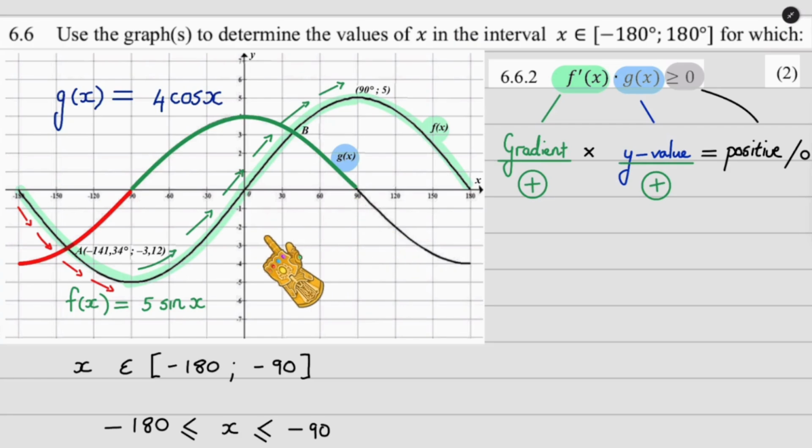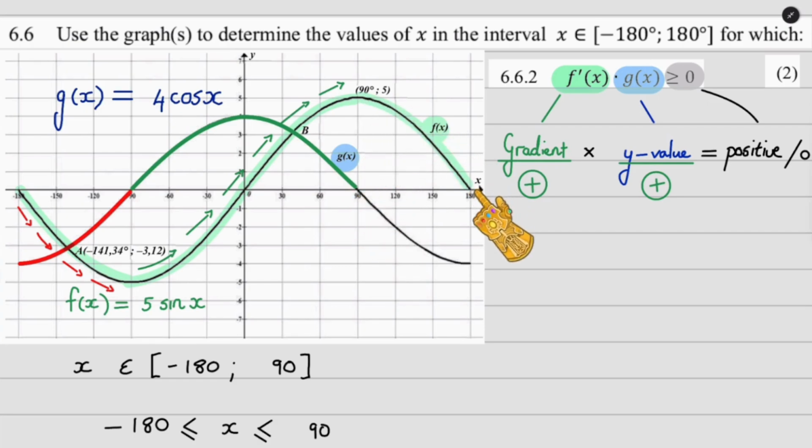So it carries on working all the way through. So I'm actually going to extend my endpoint here like this. It no longer ends at negative 90, it ends at 90 now. So it's working all the way through to there.